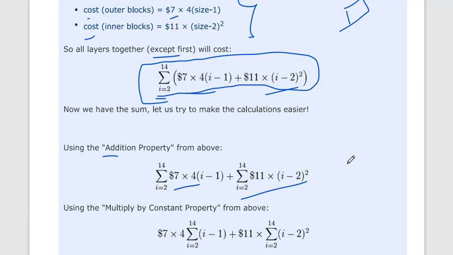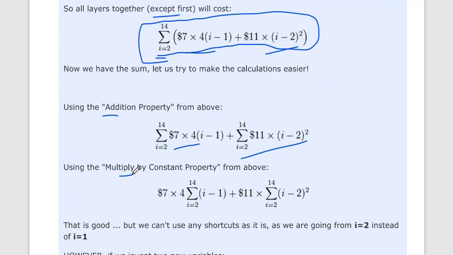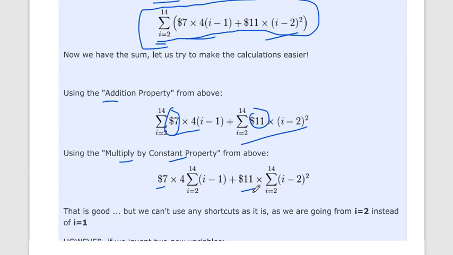Also we apply the second property, multiplying by a constant property. 7 is a constant, 11 is also a constant, so we can take them common out.